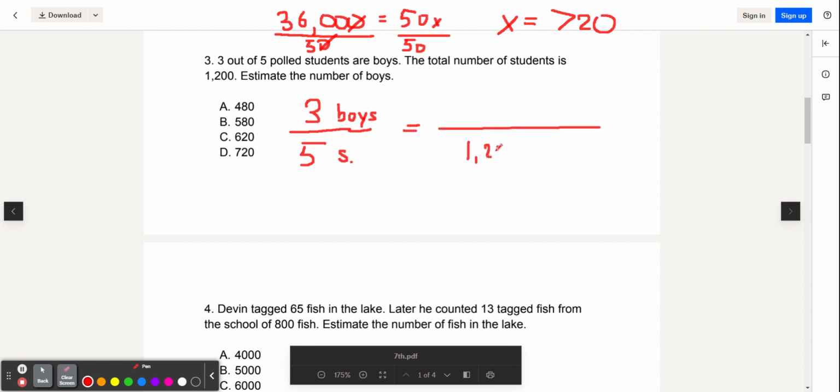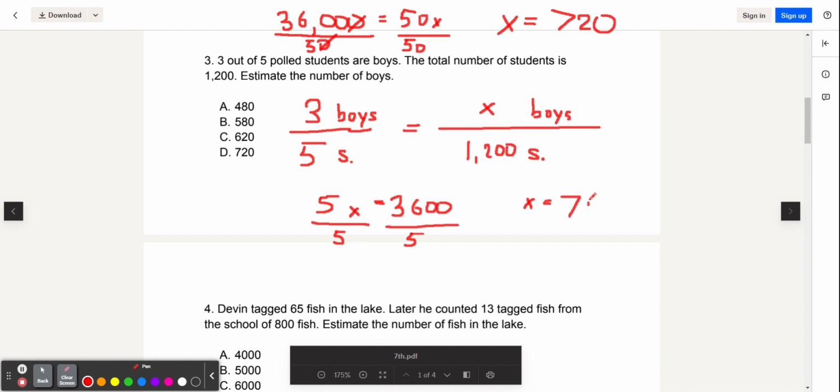Now, the school has a lot more than 5 students. They have 1,200 students. And for every 5 students, 3 of them are boys. For every 1,200 students, let's see what x is. 5x is equal to 3 times 1,200, which is 3,600, divided by 5, and you get, coincidentally enough, 720 boys.